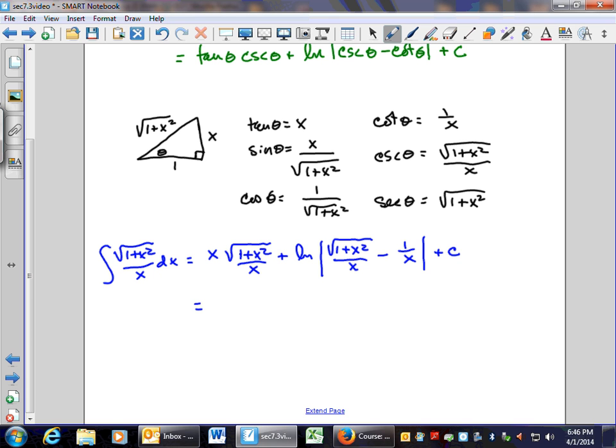So we're going to say that, of course, these x's cancel. And so we've got the square root of 1 plus x squared. Now remember, the natural log, there's no distributive law for natural log. So you're not going to say it's the natural log of this term minus the natural log of that term. That would be wrong. But what we can do here is we can combine this to be the square root of 1 plus x squared minus 1 all over x plus c, and that is the answer.